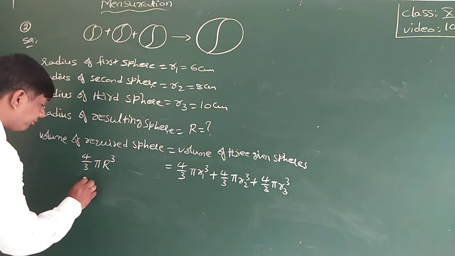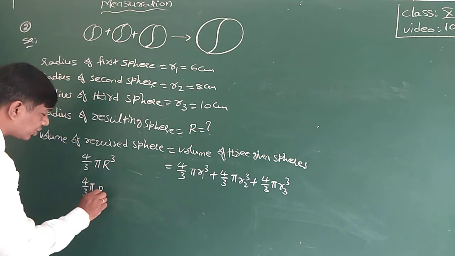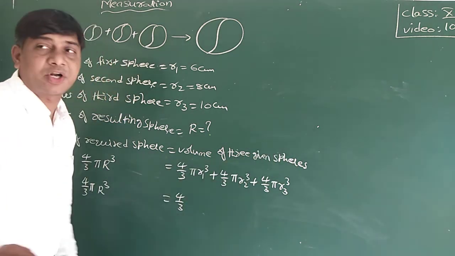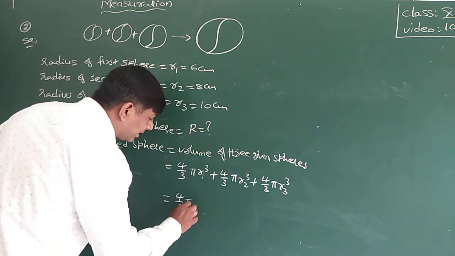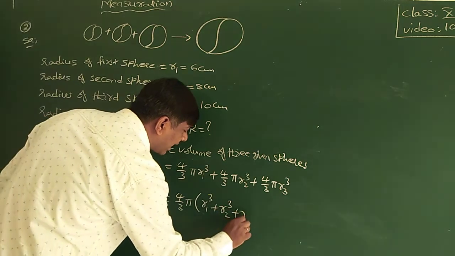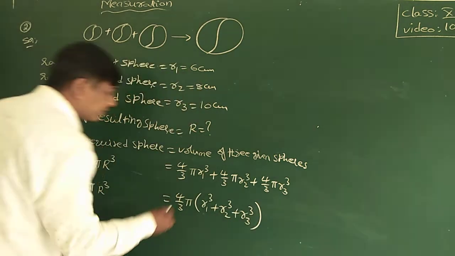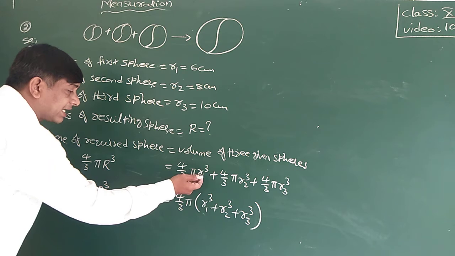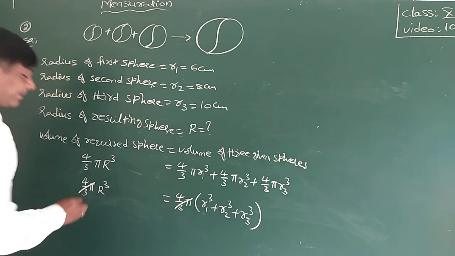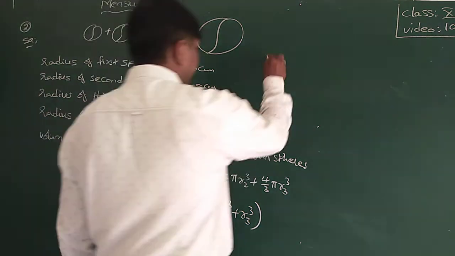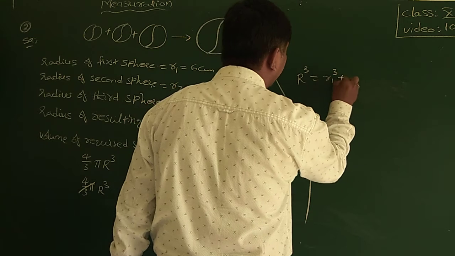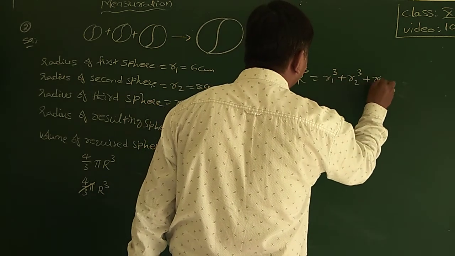Now 4 by 3 pi r cube is equal to, from this all the terms have 4 by 3 pi common. If I take 4 by 3 pi common, then r1 cube plus r2 cube plus r3 cube is left. This 4 by 3 pi and 4 by 3 pi cancel. Now what is there here? R cube is equal to r1 cube plus r2 cube plus r3 cube.